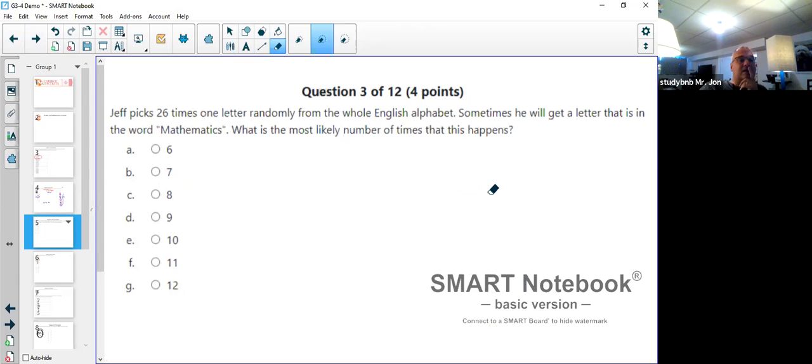Yeah, well, that happens. Jeff picks 26 times one letter randomly from the whole English alphabet. So you've got a bucket of letters A, B, C, D, all the way down to Z, and he picks one out at a time. Sometimes he'll get a letter that's in the word.